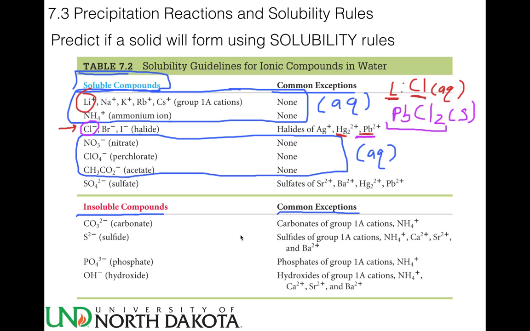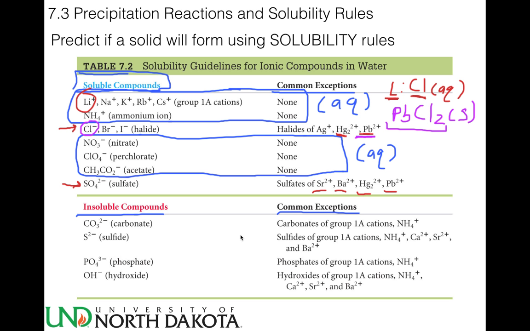Something similar down here for sulfates. Sulfates are always soluble except when they're with strontium and barium. So these are group 2A ions. And also sulfates are insoluble when they're with this mercury 1 ion and lead 2. So if you see sulfate with a combination of any of these cations, it would be a solid or an insoluble compound.